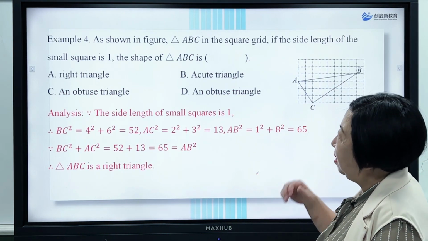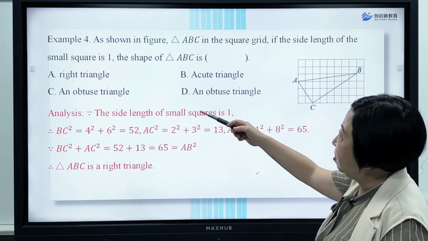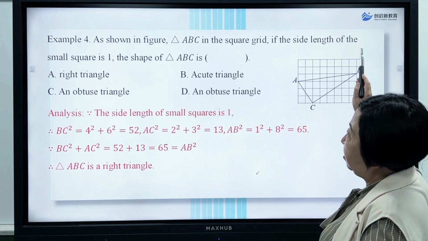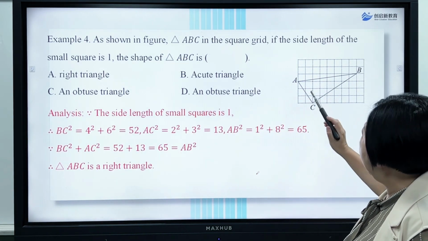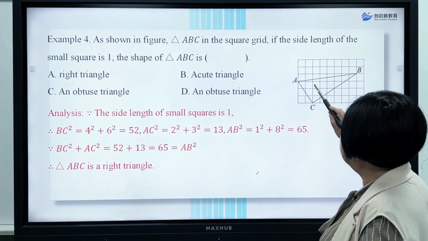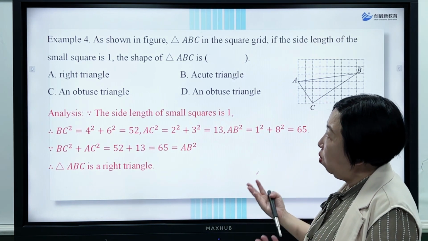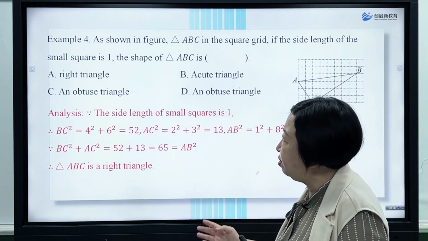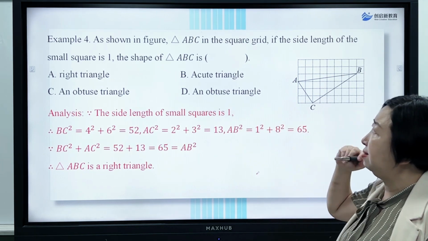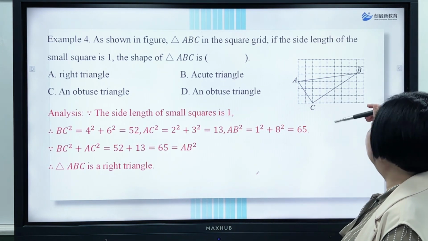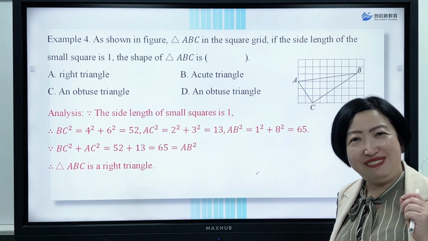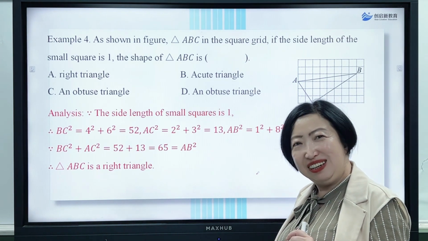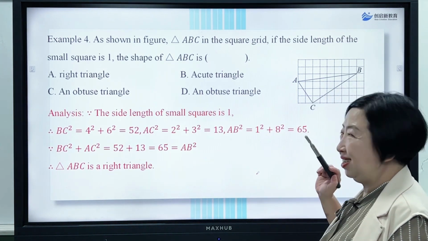For example 4, as shown in the figure, the triangle ABC is on a square grid. If the side length of the small square is 1, what is the shape of ABC? Is it a right triangle, an acute triangle, or an obtuse triangle? Which one? Let's have a look. Some students may say it must be a right triangle. Yes, it is. But let's prove it.